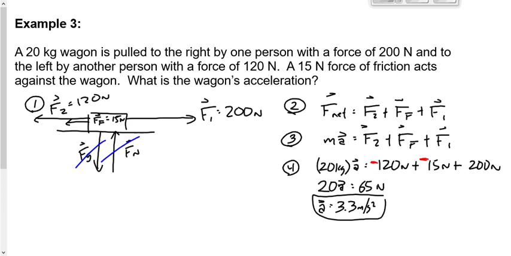Which way does it accelerate, left or right? To the right. How do you know? There are two ways you can tell. One, we get a positive acceleration. The second way is that we have a force bigger to the right than we do to the left. Make sense?